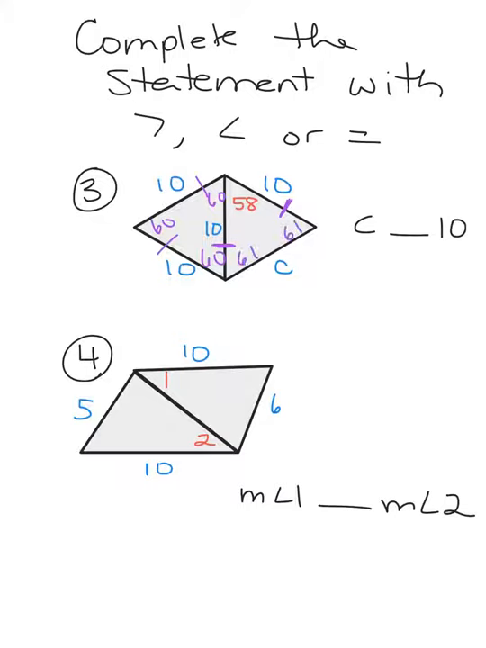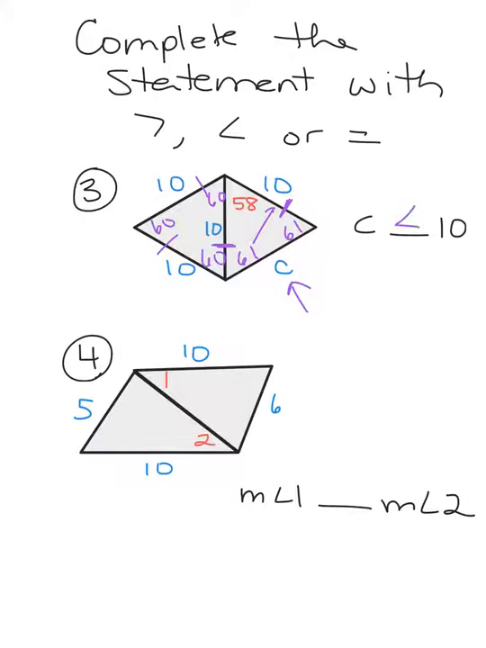So in comparing C to the measurement of 10, I need to just concentrate on this right-hand side triangle. So I know that 10 is across from my 61 degrees, and C is across from 58, so 61 is definitely greater than 58. So I know 10 is going to be the longer side. So I'm going to say that C is less than 10.